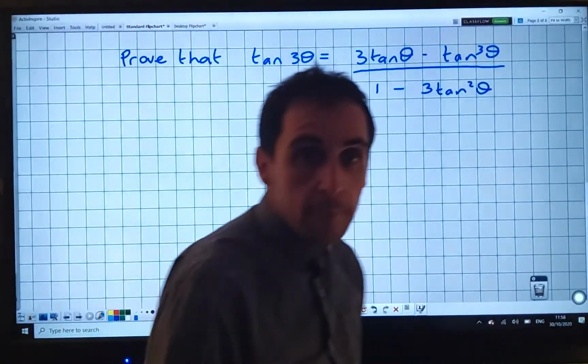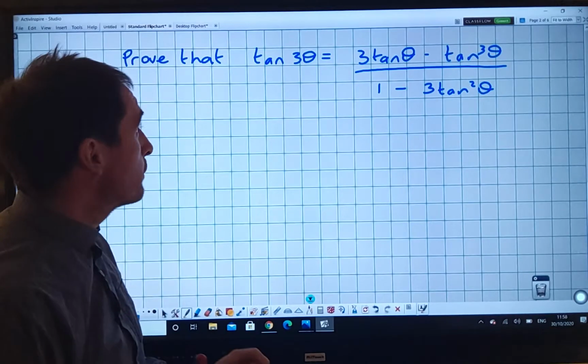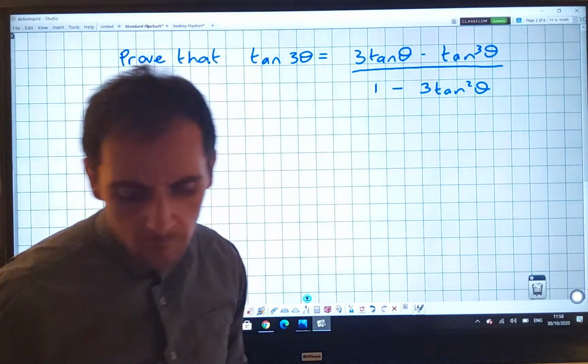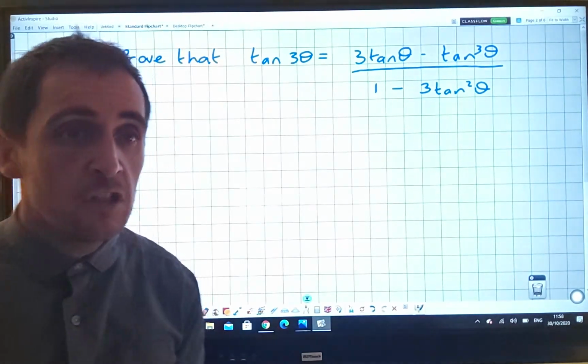Hello there everyone. I'm just doing a question out. It's a proof for trigonometry. Okay, so it kind of involves double angle formulas and I'm going to explain how this is done.